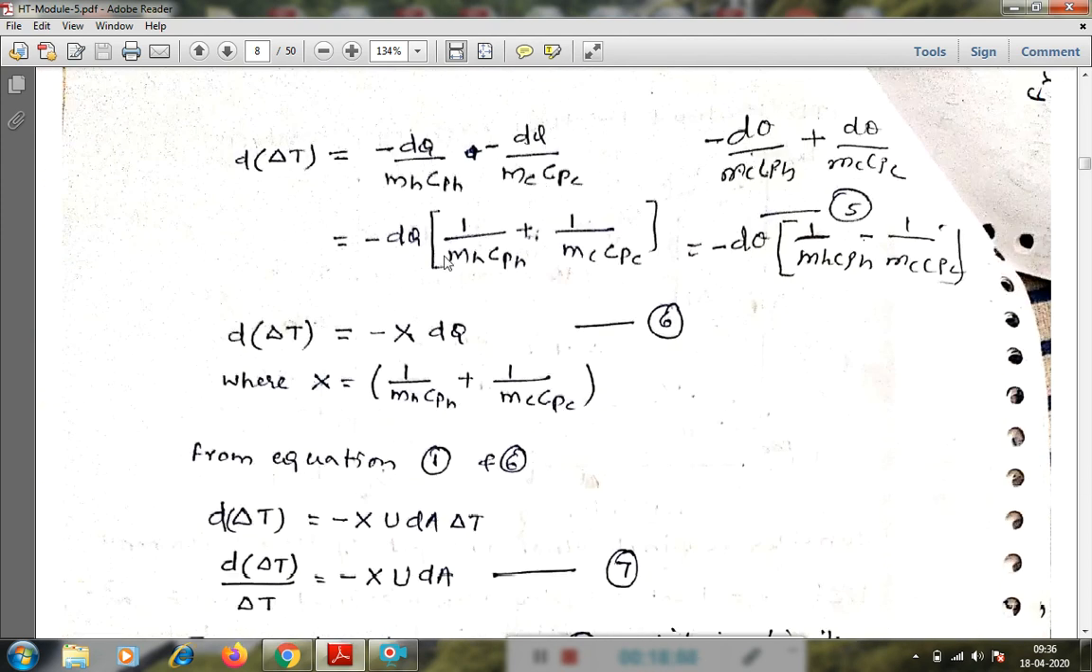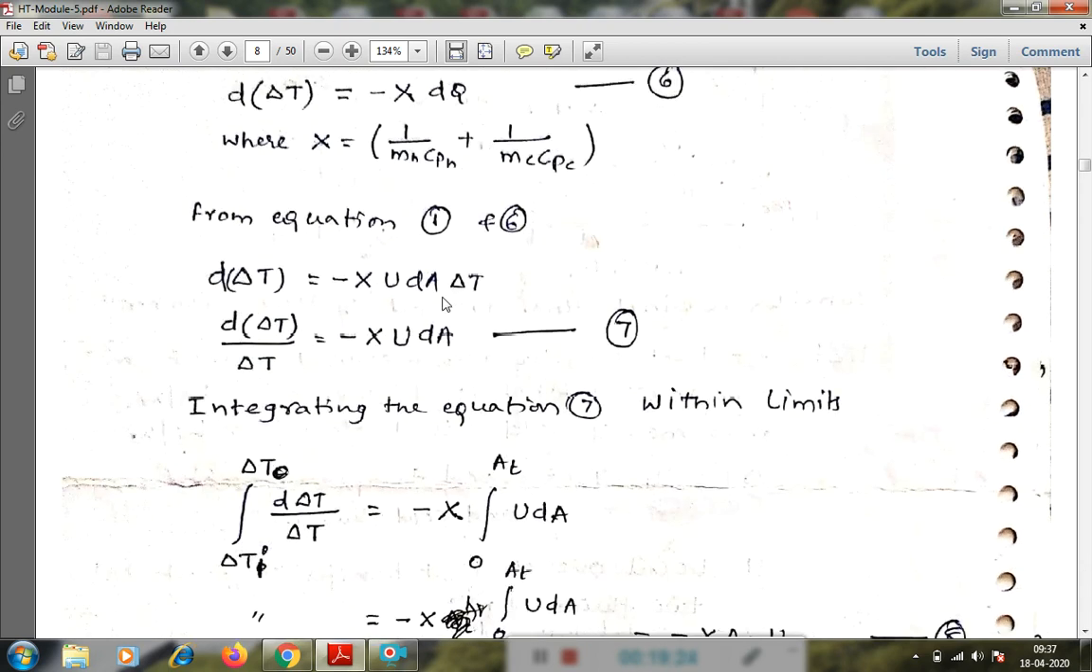After simplification we have minus dQ times 1 by mH CpH plus 1 by mC CpC. This term, 1 by mH CpH plus 1 by mC CpC, we take as x, because it is not necessary to write all these terms repeatedly in every step. So d of delta T is equal to minus x dQ, where x is equal to 1 by mH CpH plus 1 by mC CpC.